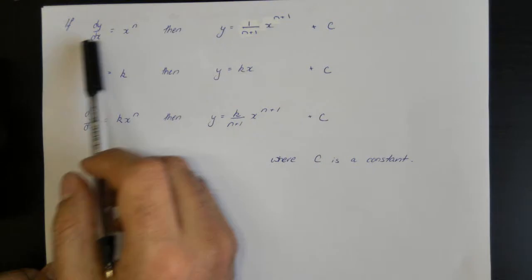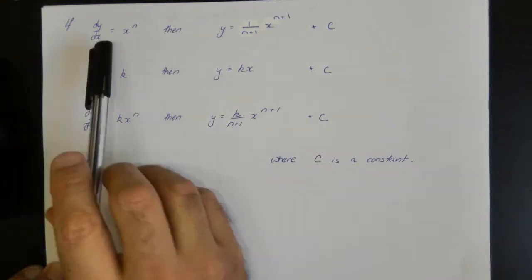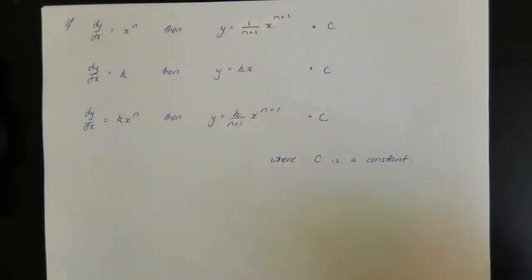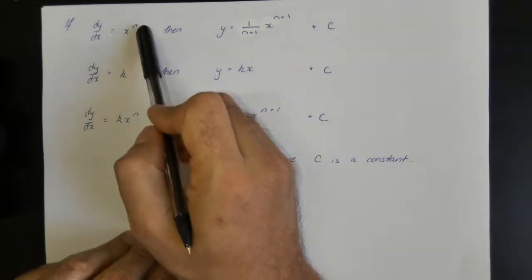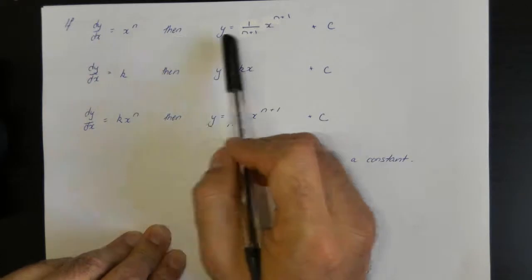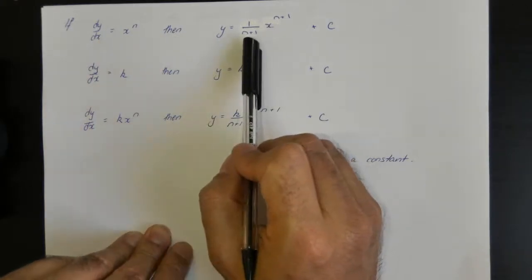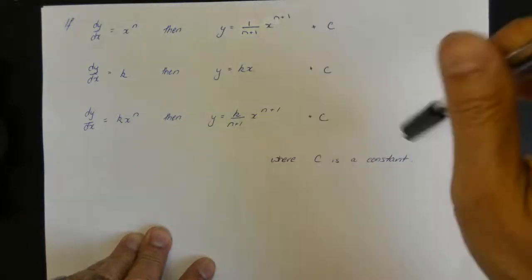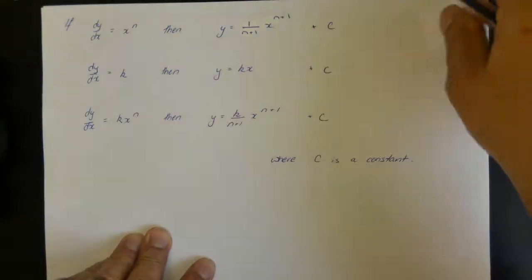So these are what you would see on your formula sheet. Okay, dy over dx equals x to the n. Then, these are not what you'll see in the formula sheet. There's another one I'm going to show you, but these are just the rules. So if you've got x to the power of n, you're going to divide by n plus 1. So you're going to raise the power and divide by that number, and then raise x to the power of n plus 1.